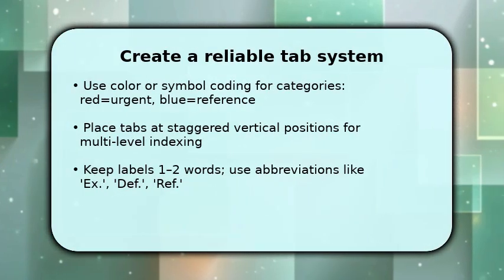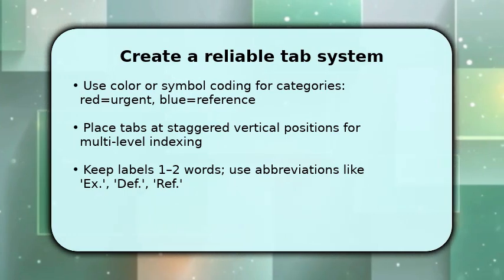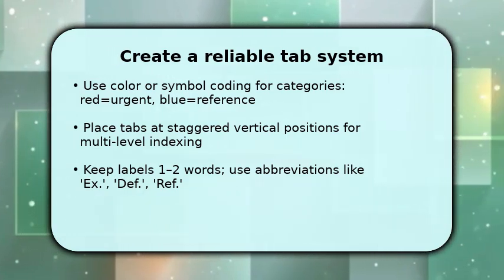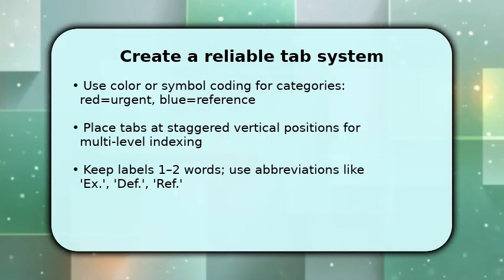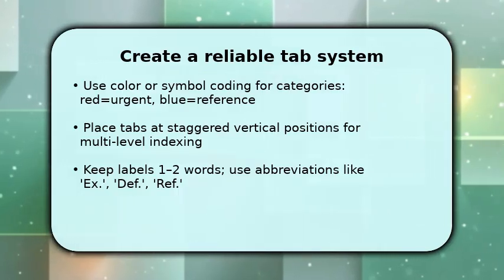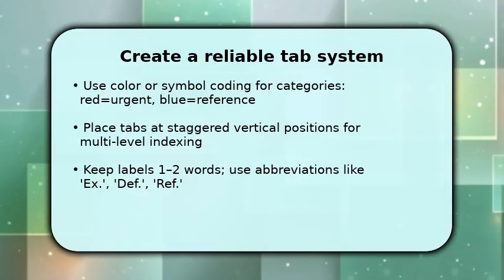Now build a pattern that your eyes will memorize. Assign each color or symbol a single meaning so you won't hesitate later. Once done, stagger tabs vertically down the page edge so overlapping tabs remain readable. Imagine a staircase when you flip pages.